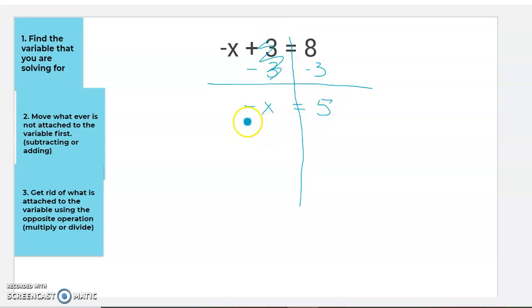Now, a lot of people want to stop here because x looks like it's alone, but it's really not. It still has this negative sign, and we can't have that. It just has to be a positive x by itself to be able to be done. So this is really a negative 1x. We can always put a 1 in front of it because it's an imaginary 1. So we're dividing by negative 1 now on both sides. So we cancel out on this side, and we're left with x equals 5 divided by negative 1 is going to give me negative 5.